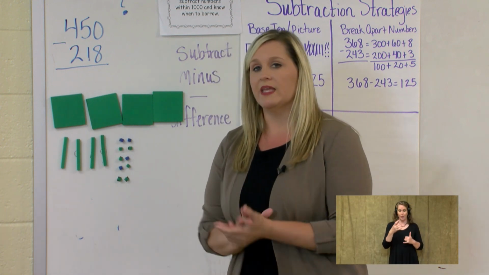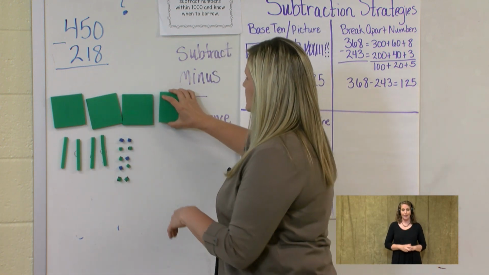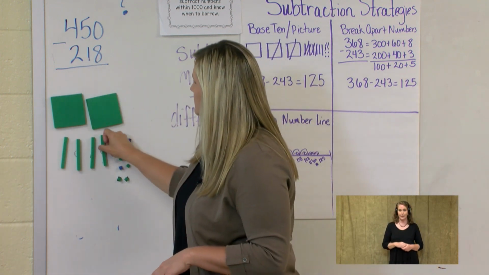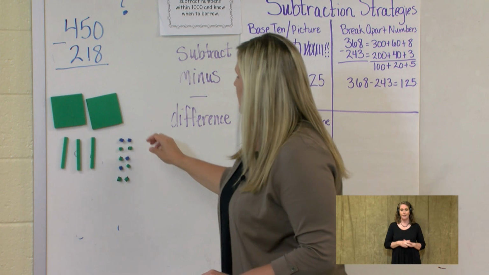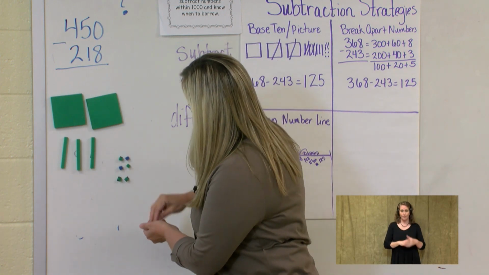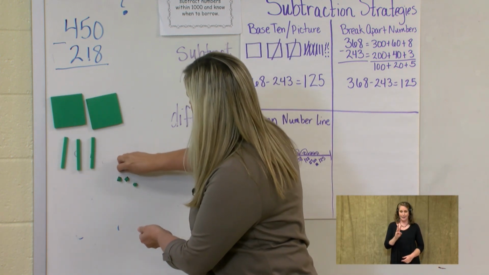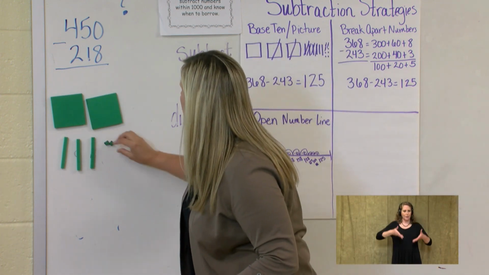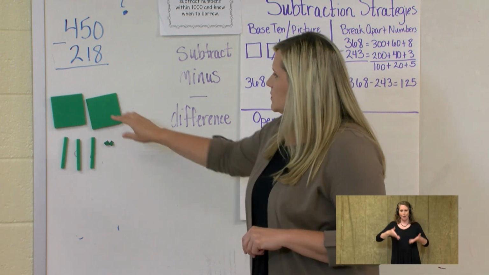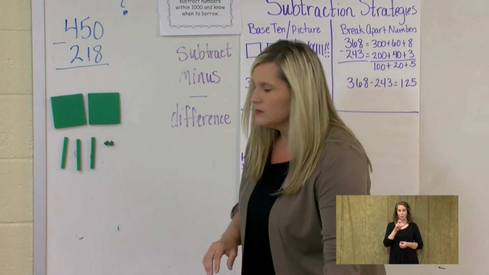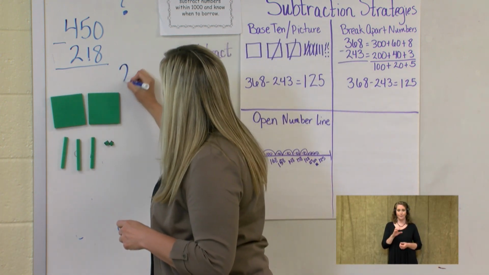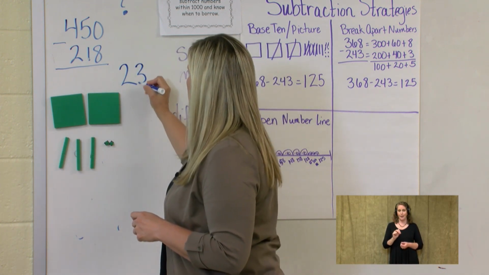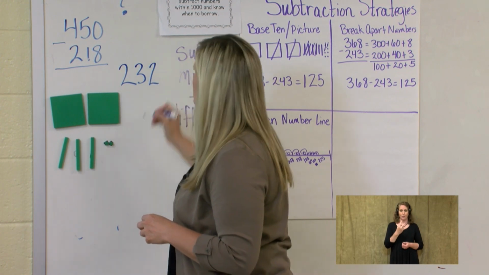Well, all I did was make it easier for me to do that. So now I can take away 2 hundreds, 1 ten, and 8 ones. 2, 4, 6, 8. And what am I left with? Let's see how many we have left. So I see 2 hundreds, 10, 20, 30, 3 tens, and 2 ones.